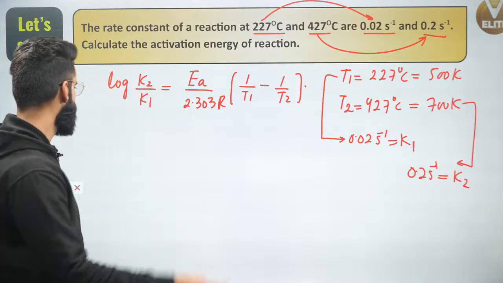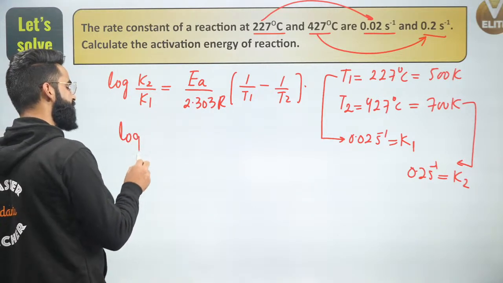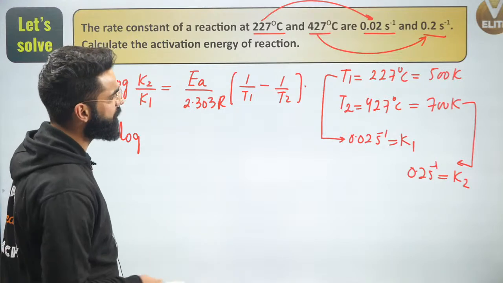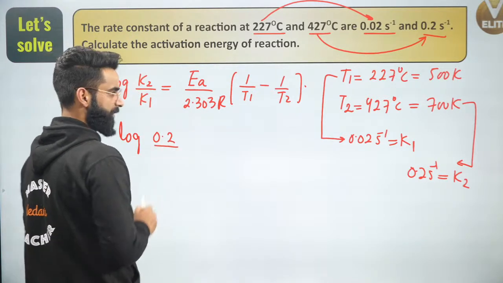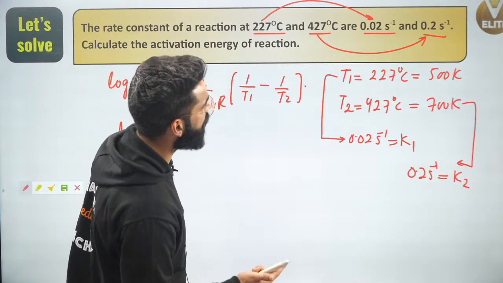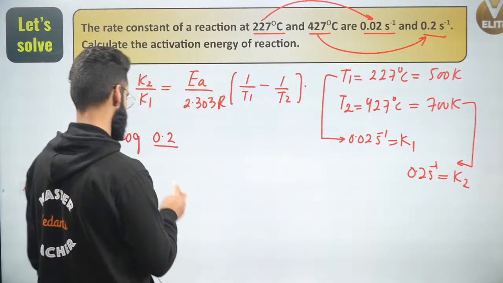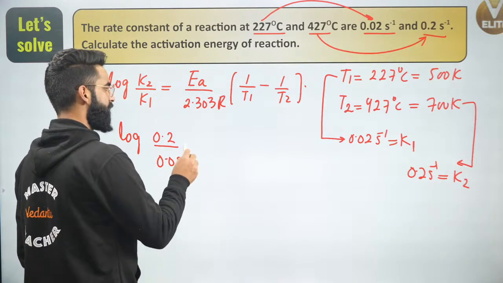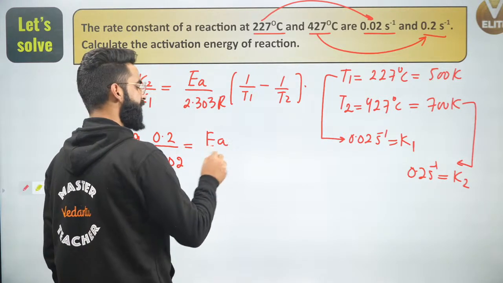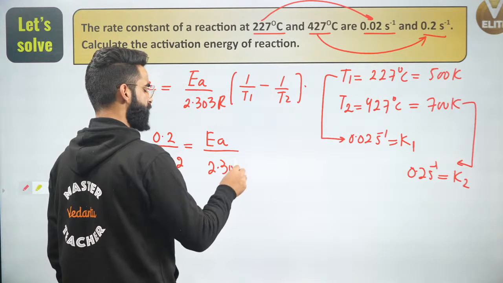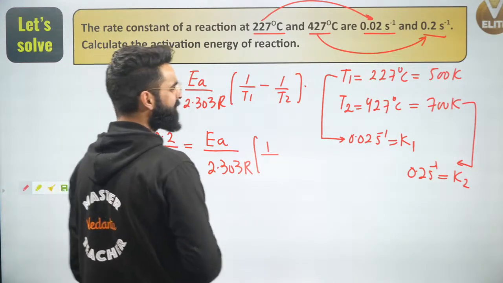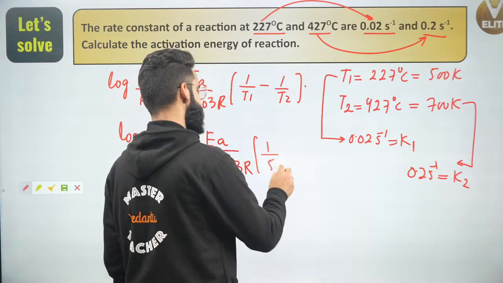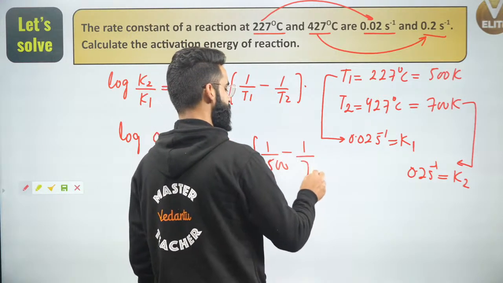Let's solve it. So isn't it going to be log of K2 divided by K1? What is the value of K2? Value of K2 is 0.2 divided by, what is the value of K1? 0.02 will be equal to EA divided by 2.303 R, right? Multiplied by 1 divided by T1. T1 value is given to us as 500 Kelvin. It's 1 divided by 500 minus 1 divided by 700.